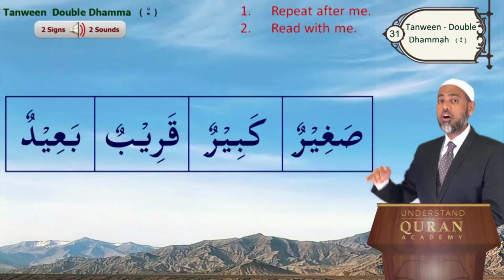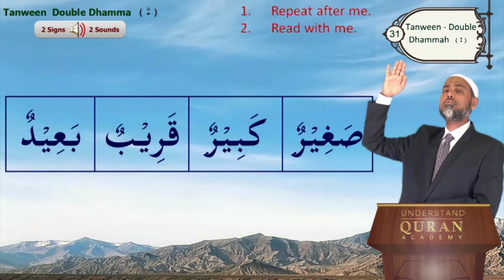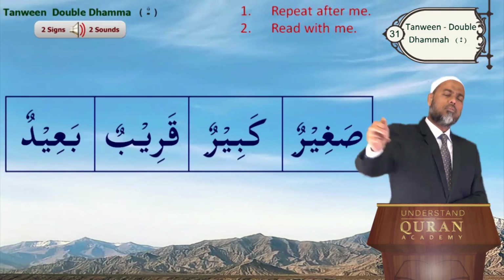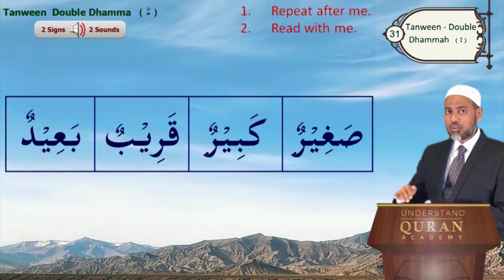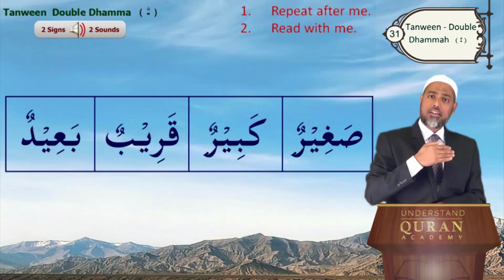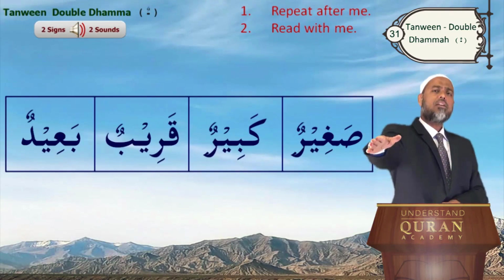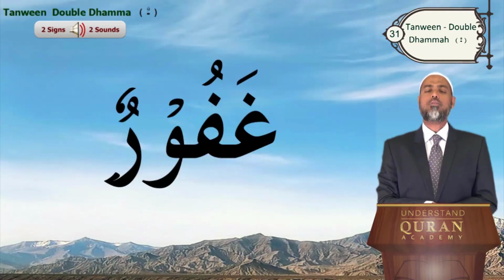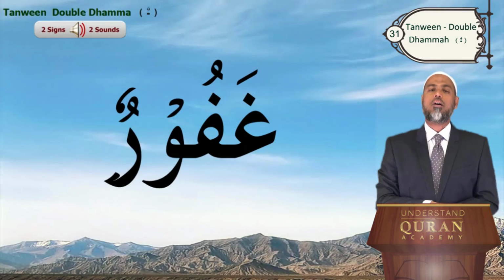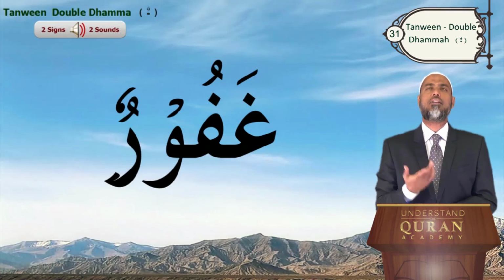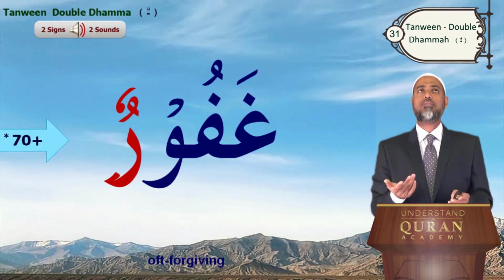Saghirun. Small. Kabirun. Qareebun. Ba'idun. Once again. Saghirun. Kabirun. Qareebun. Ba'idun. Ghafurun. Gha is high sounding. Ghafurun, meaning oft forgiving. Allah subhanahu wa ta'ala is Ghafur. Oh Allah, please forgive us.